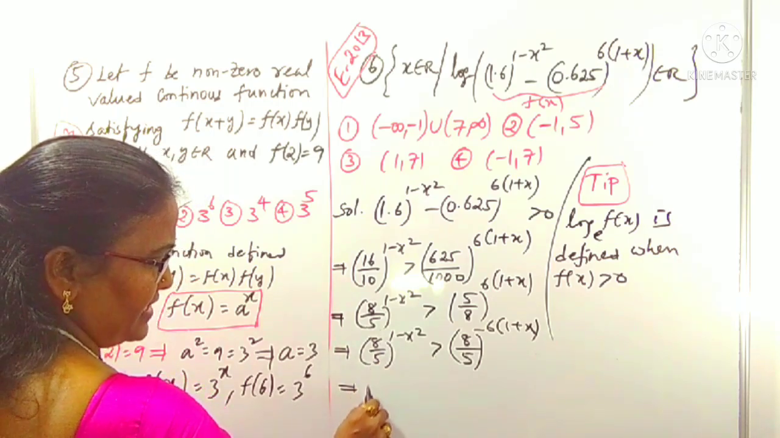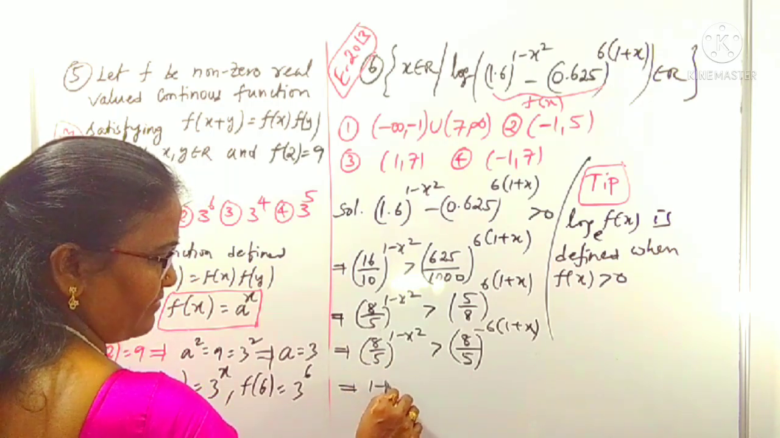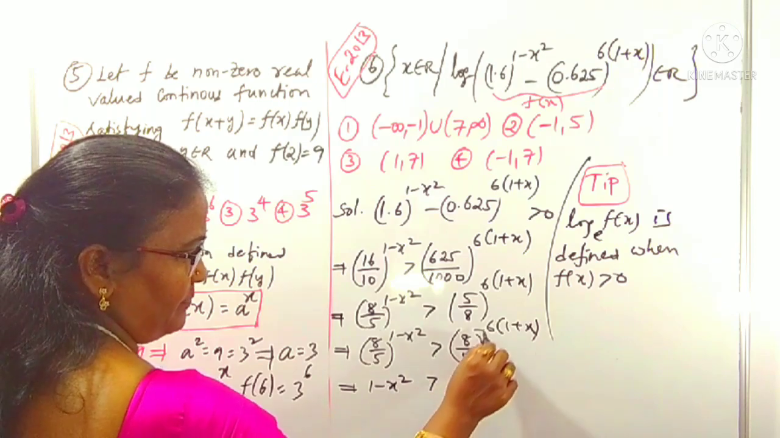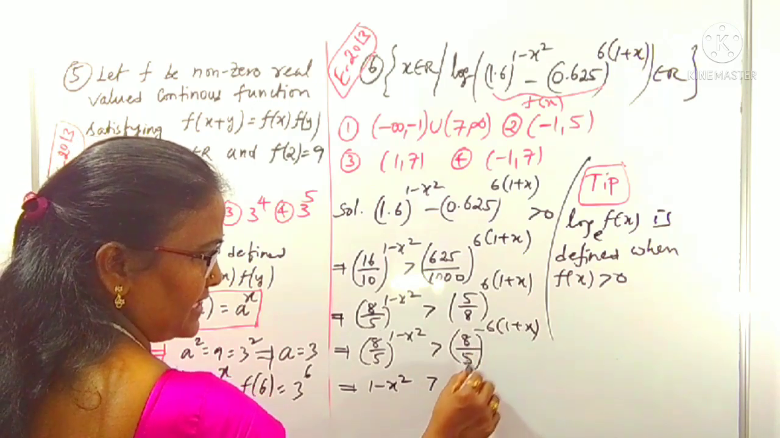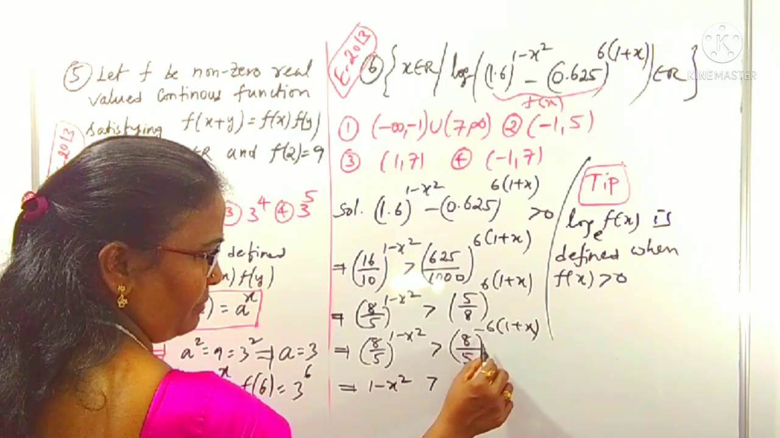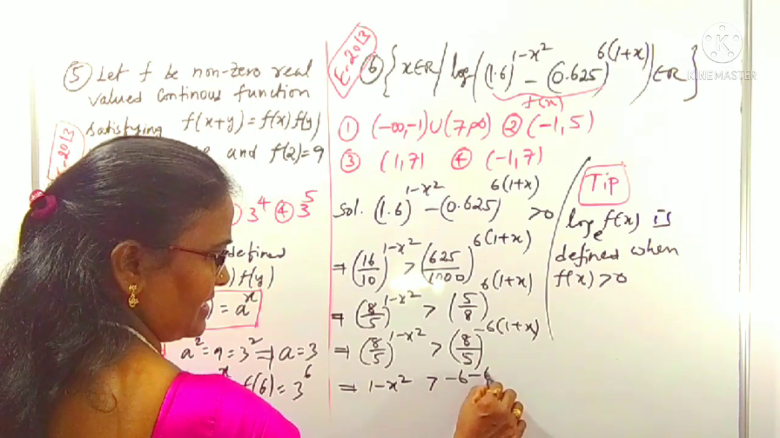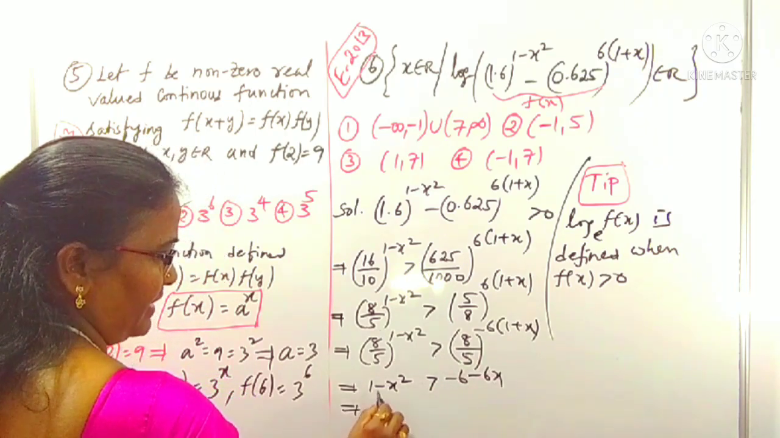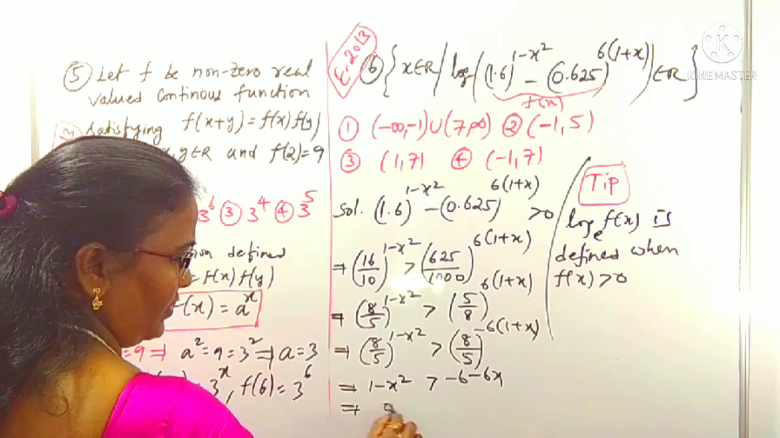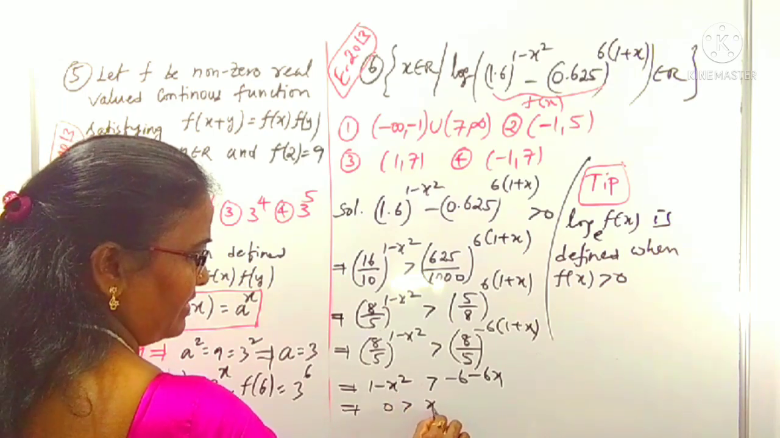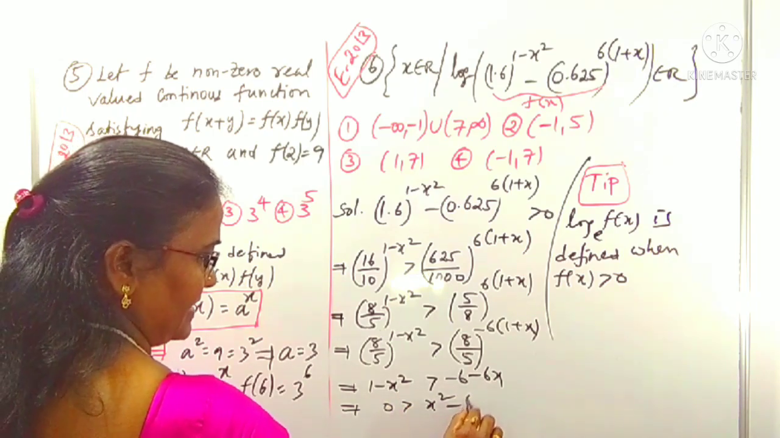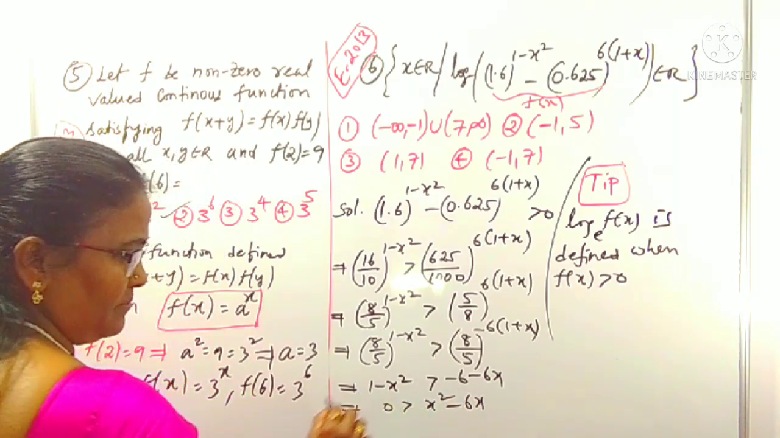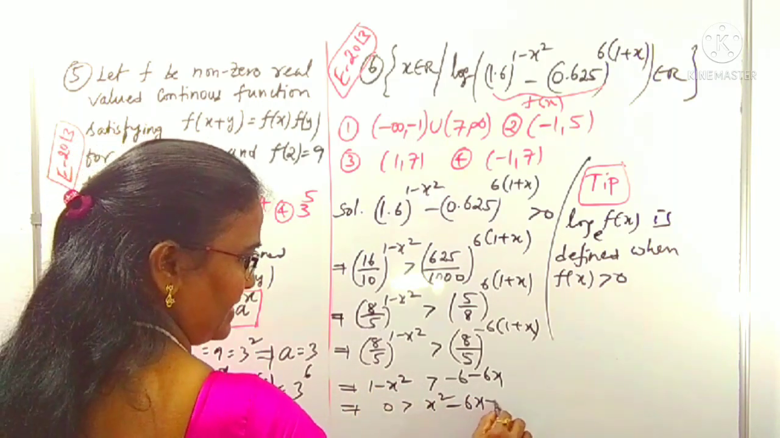What is the power on the left side? Power of 8 by 5 on the left side is minus 1 by x square, which is greater than the power of 8 by 5 on the right side, minus 6 of 1 plus x, which means minus 6 minus 6x. Right. I am taking all these terms to that side. This is 0 greater than minus x square becomes plus x square minus 6x, and minus 6 plus 1 becomes minus 1, means minus 7.